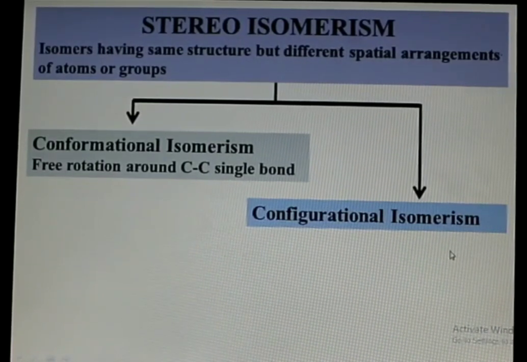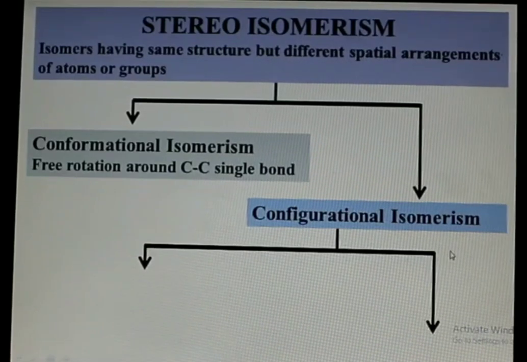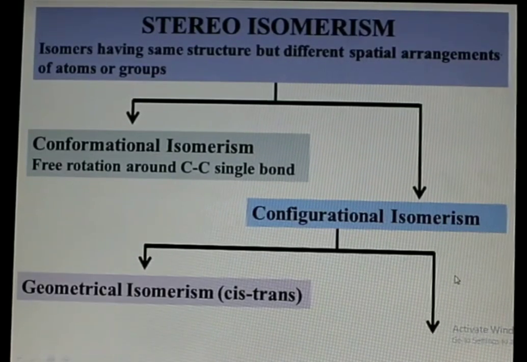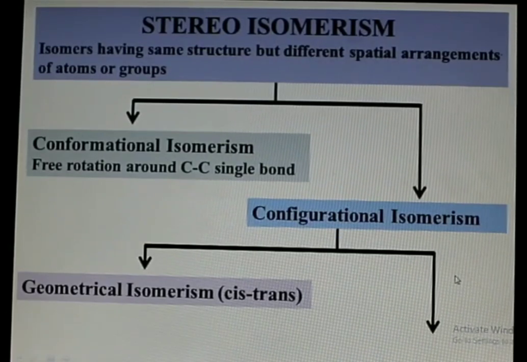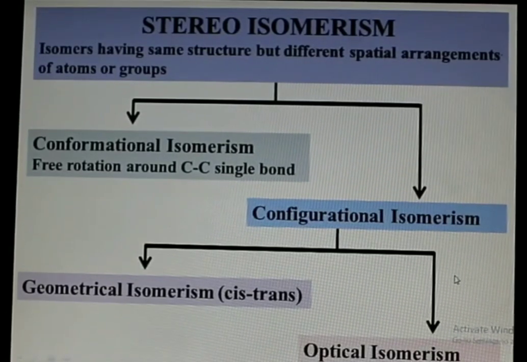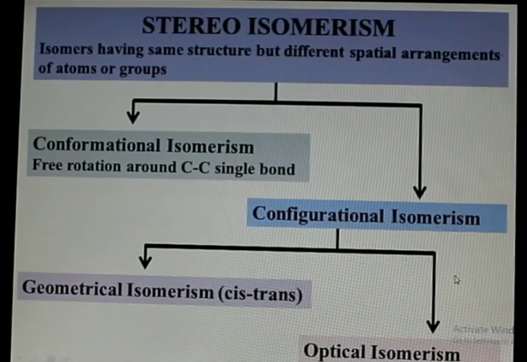Configurational isomerism is again classified into two. One is geometric isomerism or cis-trans isomerism, which we discussed just before. The other one is optical isomerism, which we will discuss later in this chapter. So this is the classification of stereoisomerism: conformational isomerism and configurational isomerism. Configurational isomerism is again classified into geometrical isomerism and optical isomerism.